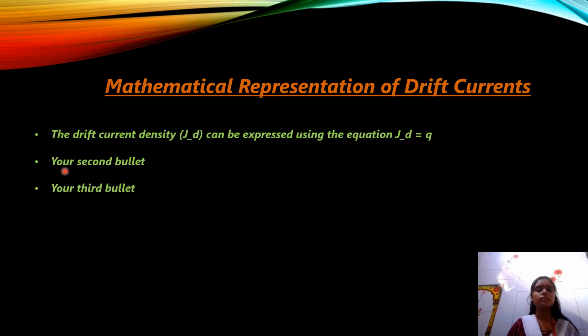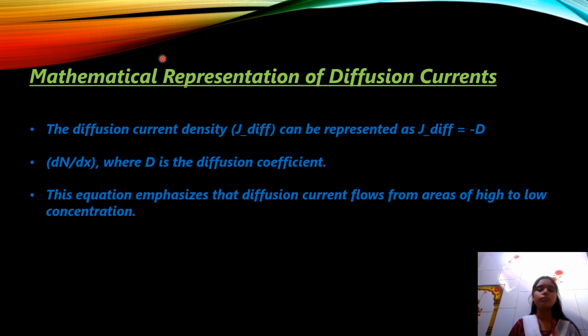Mathematical representation of drift currents. The drift current density, denoted by J_D, can be represented using the equation J_D equals q times the charge carriers. Mathematical representation of diffusion currents. The diffusion current density J_diff can be represented as J_diff equals minus D dn by dx, where D is the diffusion coefficient. This equation emphasizes that diffusion current flows from areas of high to low concentration.